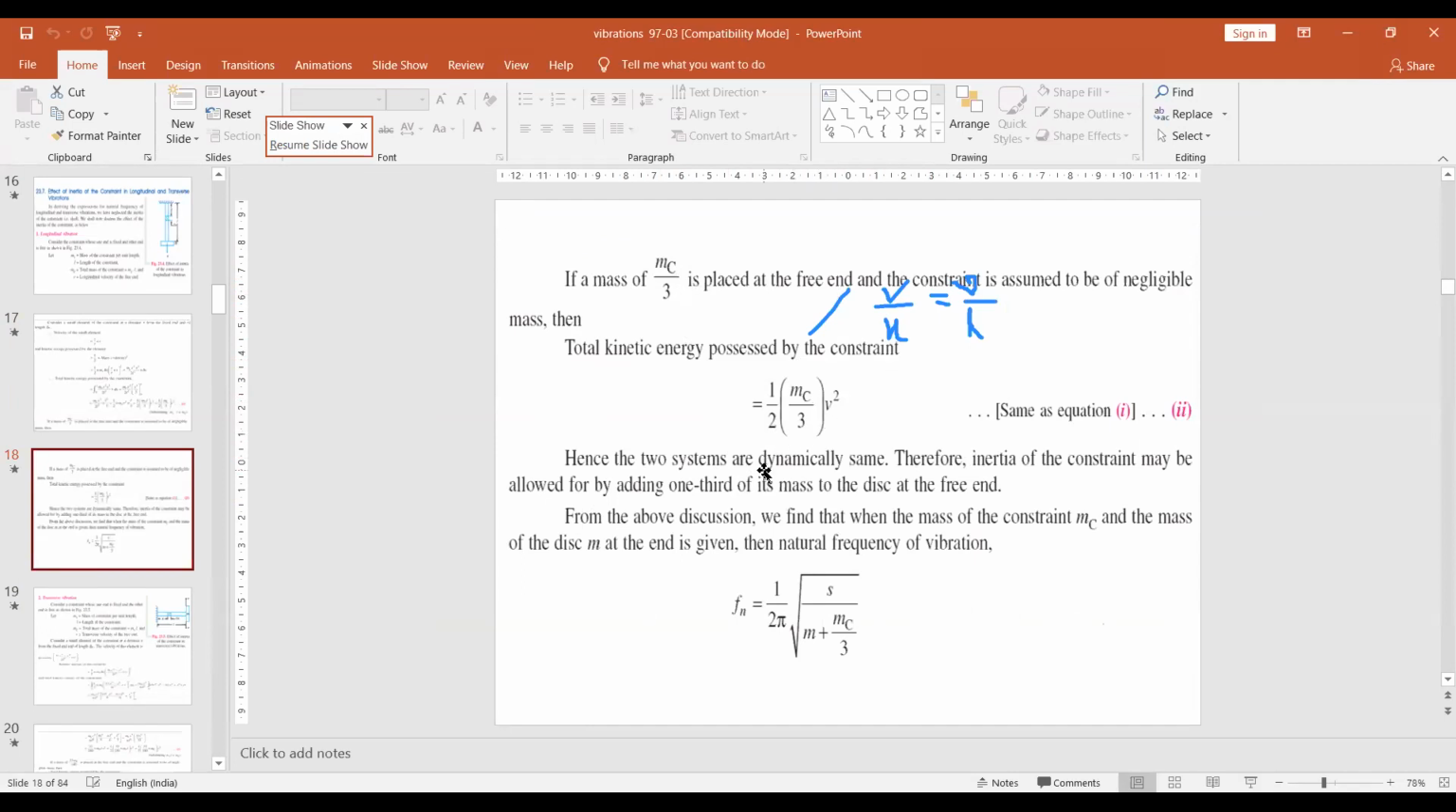Now when we write our natural frequency of longitudinal vibration, what is the formula? It is 1 by 2 pi into square root of s by m. Here we just replace it: 1 by 2 pi into square root of s by m plus mc by 3. The new term is added here, so it is small m plus mc by 3. So that is our natural frequency of longitudinal vibration.